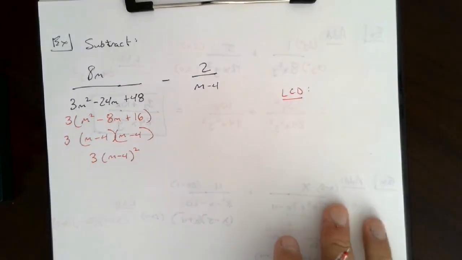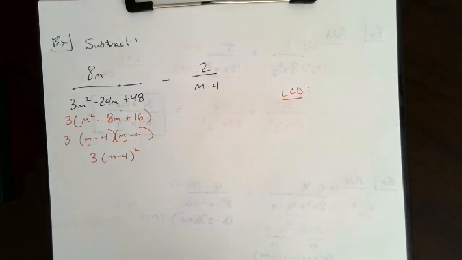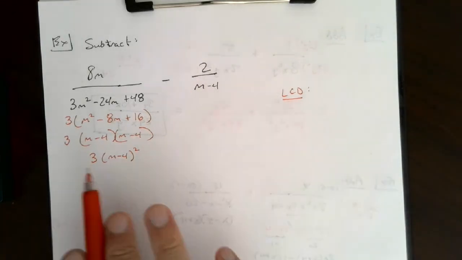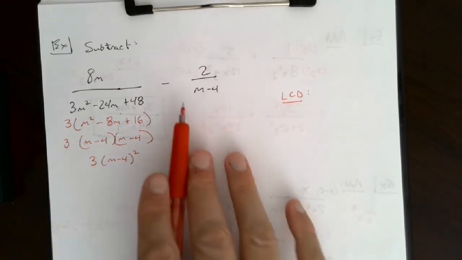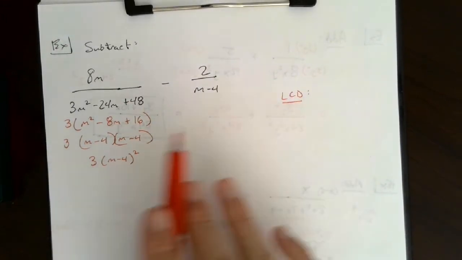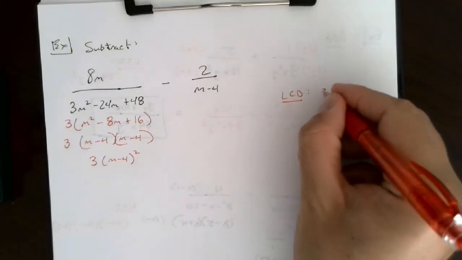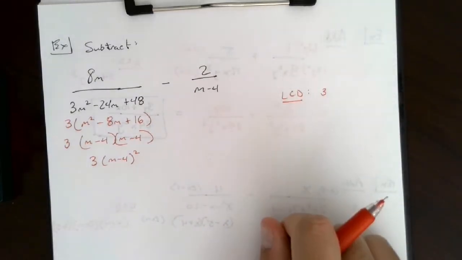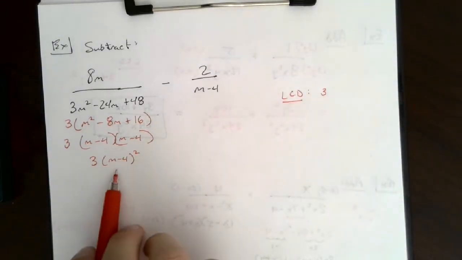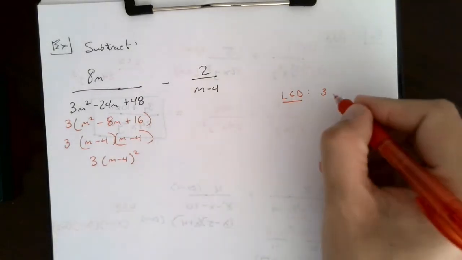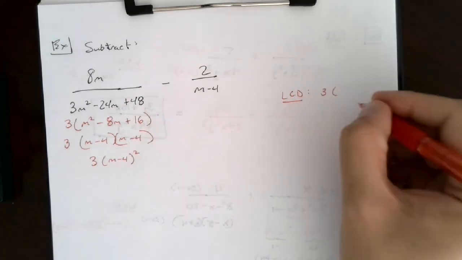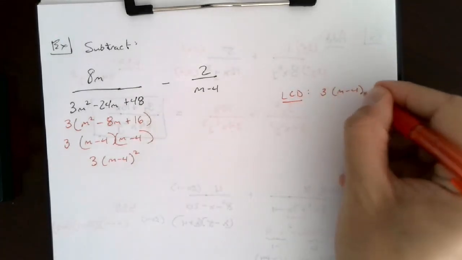The LCD here, remember, you want any factor that appears in either denominator, and you want to take the highest power of that factor. So here I have a factor of 3 here. I don't have any coefficient. Really, it's like a 1 in front of the whole thing. So the smallest value, 1 and 3, can both go into is 3. And then the next factor I have is m minus 4. Here I got m minus 4 squared. Here I have m minus 4. I want the factor with the highest power, so it's m minus 4 squared.